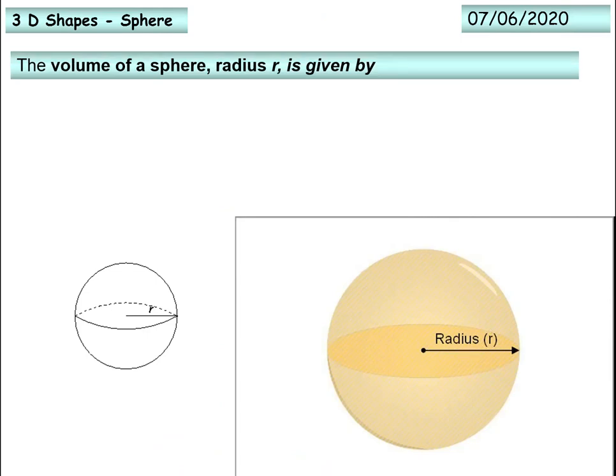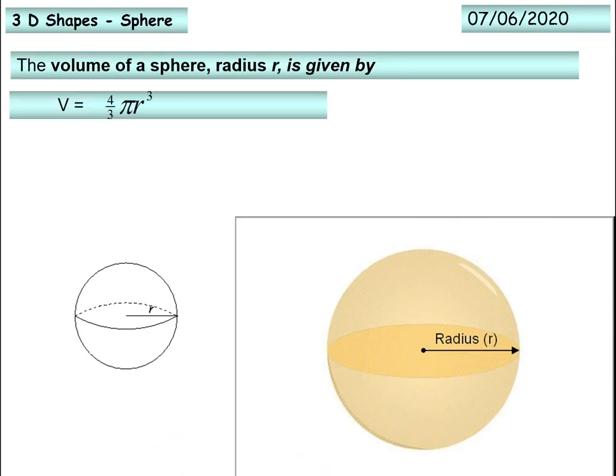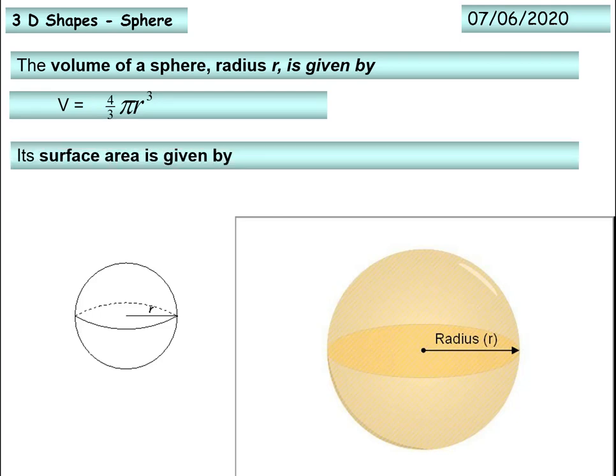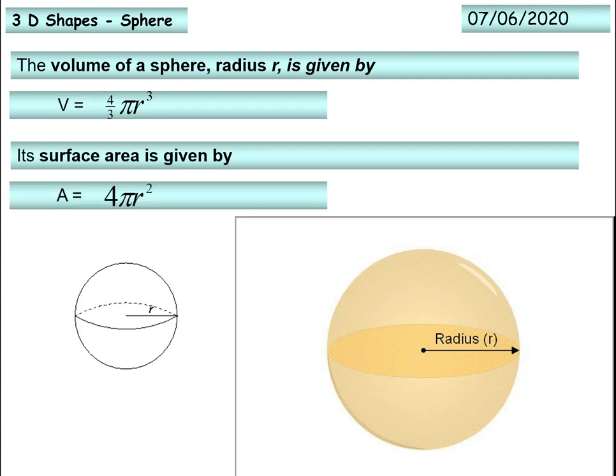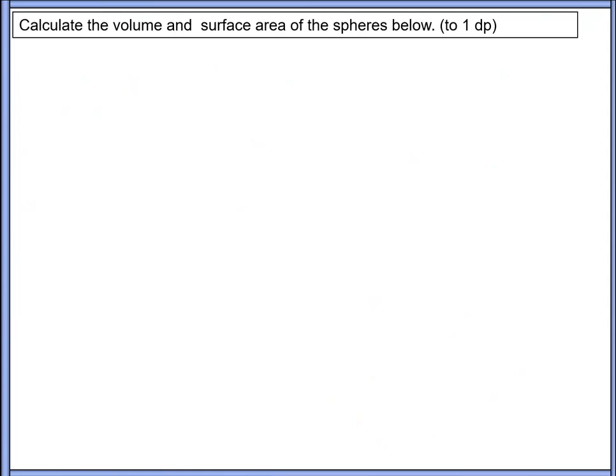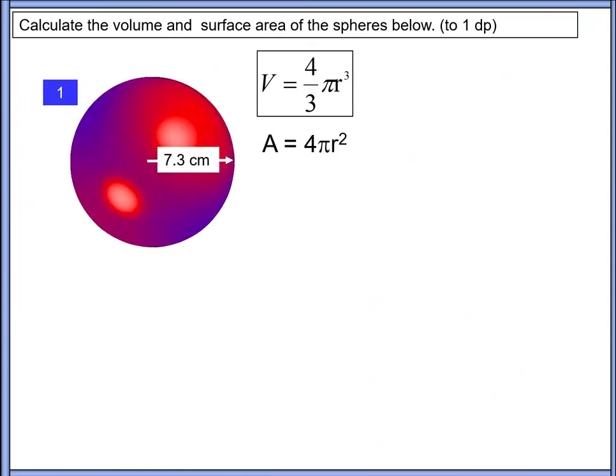Volume of the sphere is given by V equals 4 over 3 pi r cubed. And the surface area is given by 4 pi r squared. And those are the two formulae for a sphere. So we're going to try and use those two formulae, and work out the volume of this sphere.